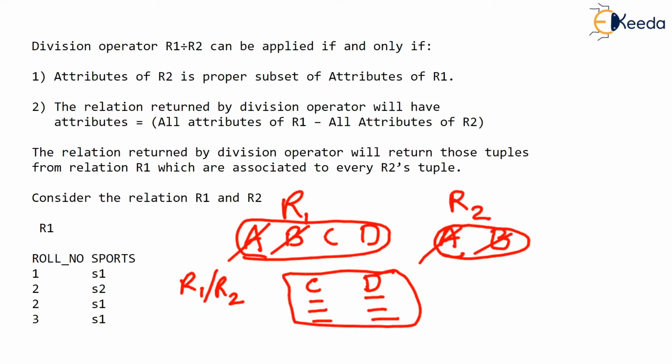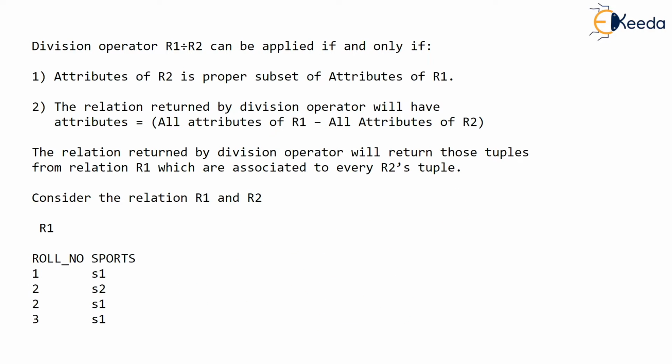I hope you have understood the rules for when you can do R1 divides R2, and also what the result will contain. But finally, what is the divide operator all about? What does it do? Here we go. The relation returned by the division operator will return those tuples from relation R1, the numerator, which are associated with every R2 tuple, that is, the denominator. What am I talking about?